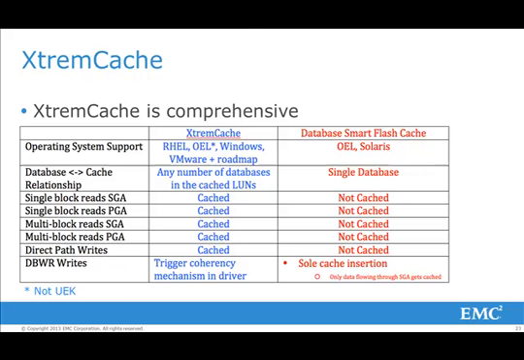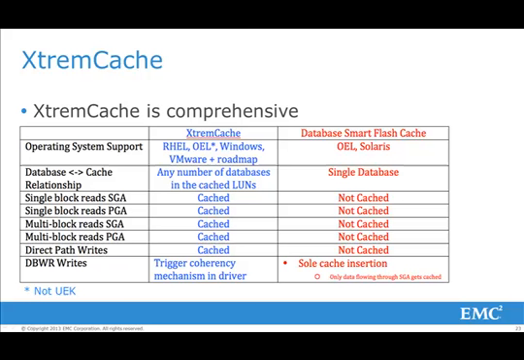Then there comes the comparison of what gets cached and when. It's pretty simple to see, right? Everything with XtremCache is cached. Single block PGA or SGA reads, multi-block SGA PGA reads, all cached. With Database Smart Flash Cache, not cached. And it really comes down to what happens with database writer writes.